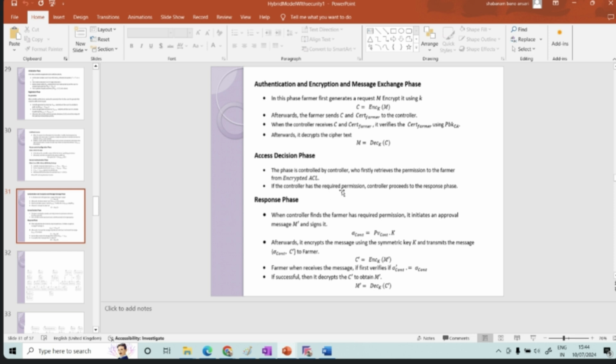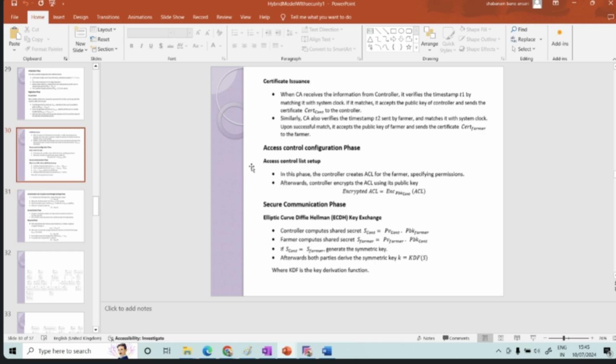So if the controller has the required permission, the controller proceeds to the response phase. I think it's not the controller, it's if the farmer has the required permission. Yes, if the farmer has the required permission, then the controller proceeds to the response phase. In this phase, mainly what access should be given to the farmer, what access rights the farmer has, should be controlled by the controller, because the access control list is prepared by the controller initially.